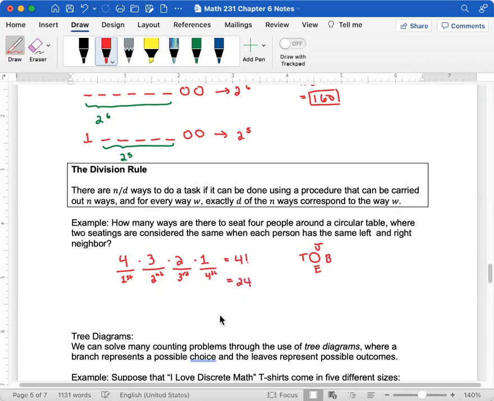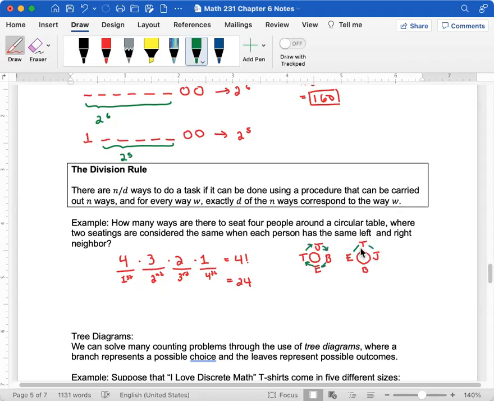Okay. But the truth is, this variation that I just showed over here is actually the same variation as this. The reason it's the same is that when you look at T here, T has E on their right and J on their left. And that's exactly what they have here. So all I did was basically shift everybody over 1 seat, and it didn't change the seating arrangement.